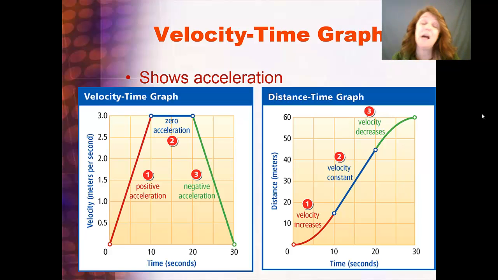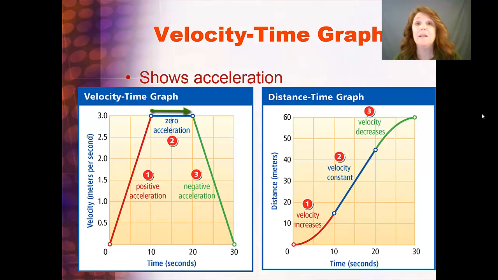Now, the velocity time graph. Notice that the left side of this graph is velocity, it's not distance. So during the 30 seconds that are going by, it's measuring speed. How fast are you going? In that first 10 seconds, you're going from 0 to 3.0 meters per second. So you're going really fast in that first 10 seconds, and that's what the red line shows you.